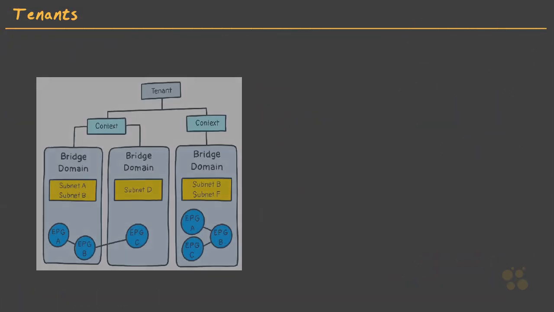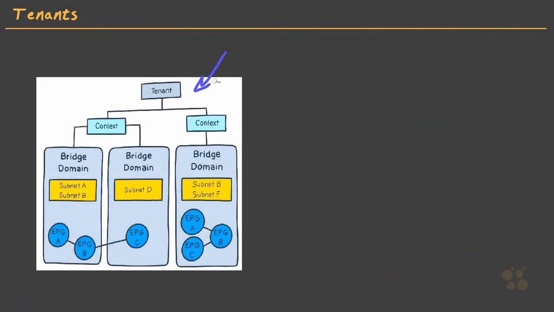So as mentioned, tenants are at the top of the ACI logical model. We started down here with endpoint groups, and we know endpoint groups get mapped to a bridge domain, and then bridge domains get mapped to a context. So here we have 2 bridge domains coming into a single context. And we also know that a context is really a VRF, and so now we have the tenant layer.